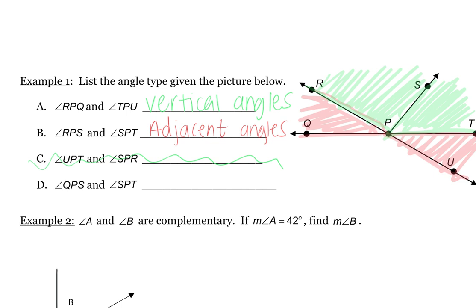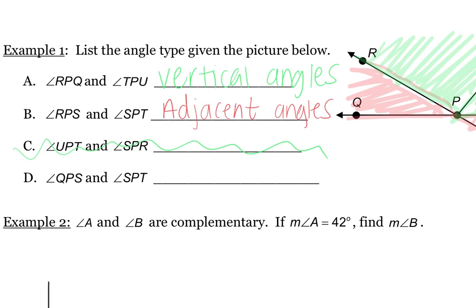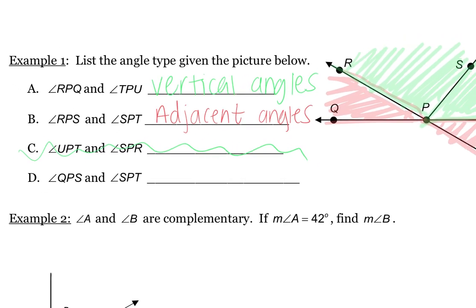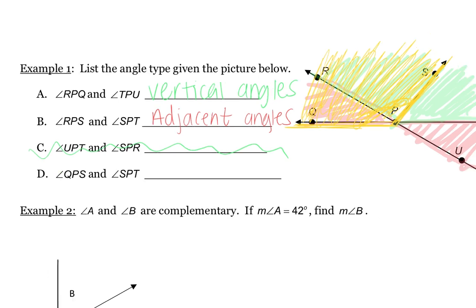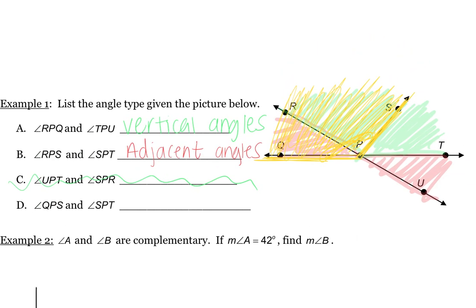Okay, let's do the last one. Angle QPS, sorry. QPS, it's this big angle right here in yellow that you can see that I'm doing here. All of this is QPS. Okay, and then SPT, it's the one in green that we had looked at earlier.